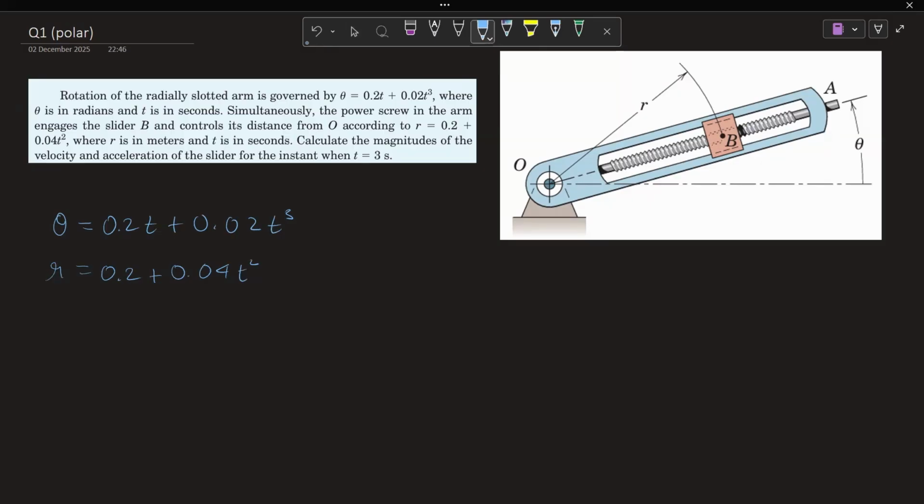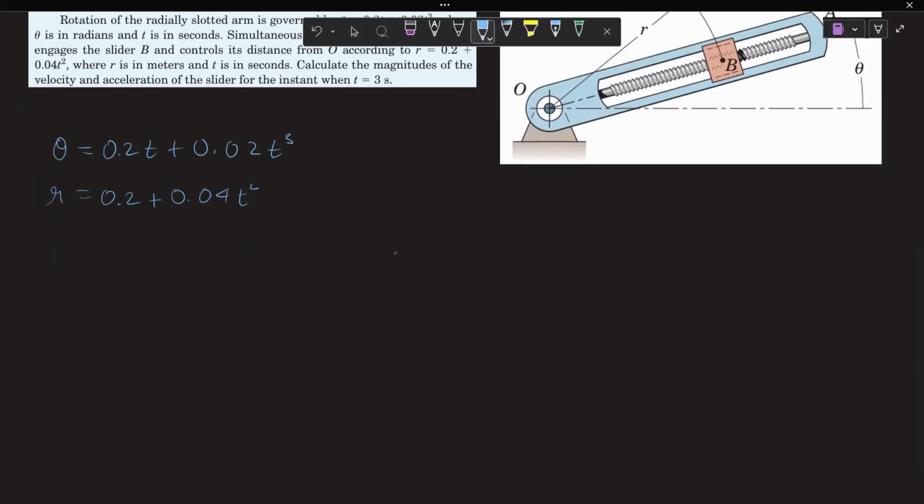Simultaneously, the power screw in the arm engages the slider B and it controls the distance from O. So the distance is also changing and theta is also changing with time t, where r is in meter and t is in second. Calculate the magnitude of velocity and acceleration. Simple. So we have r. So we can do it.